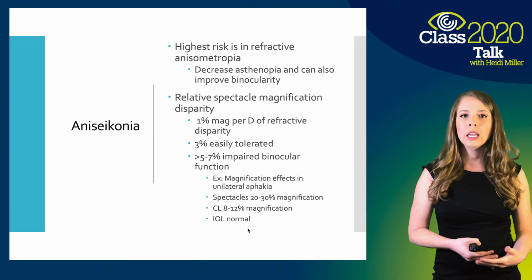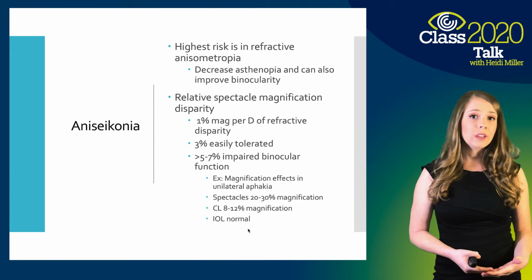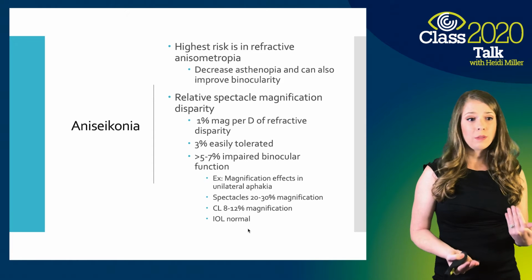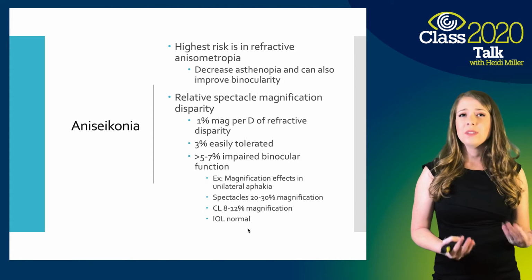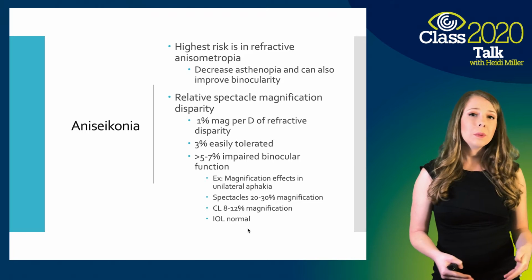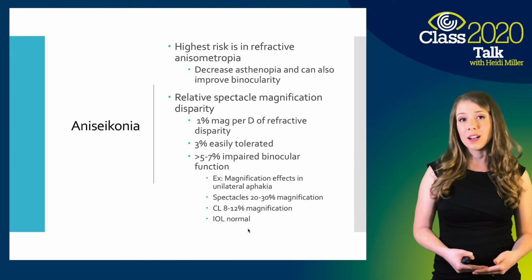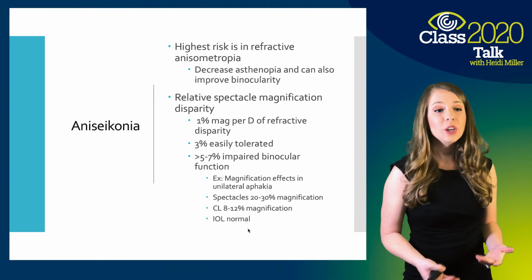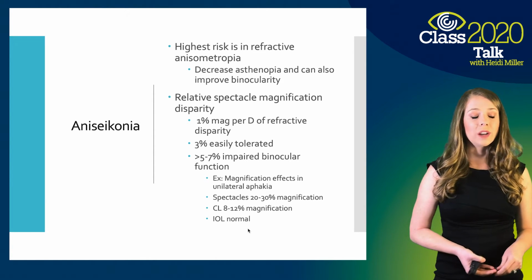If the refractive error in each eye is very different, we can expect there to be some difficulty with potential fusion, difficulty with tolerating that prescription, and we really want to be promoting binocular function at all costs if we can. So if there is too big of a difference between the two eyes, we could be impairing their binocular function.